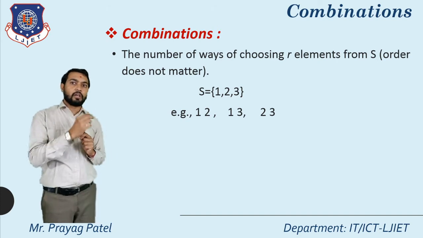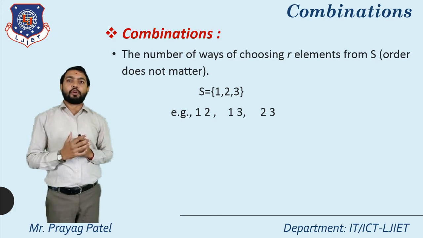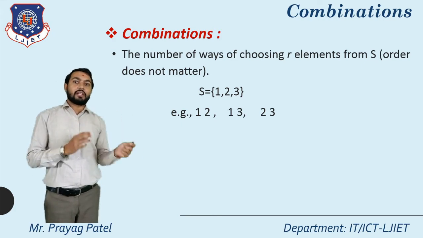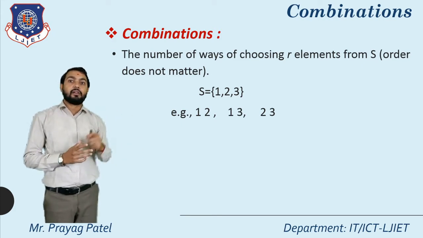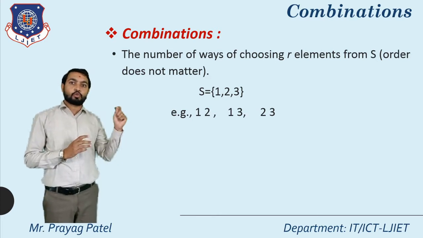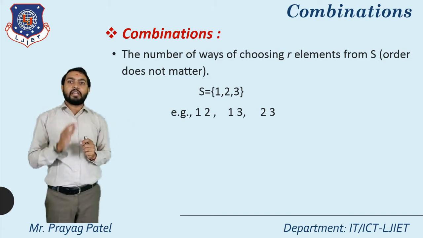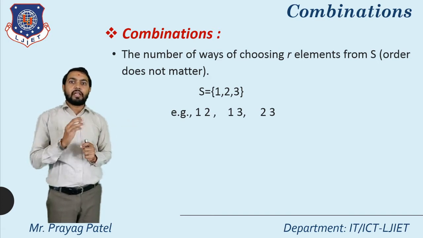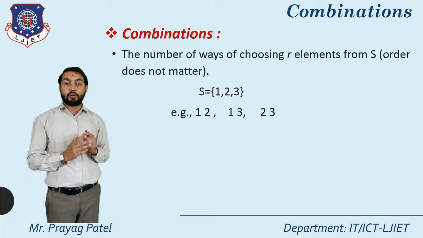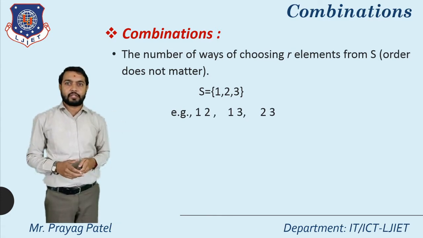Here we consider 1 2 3 as a set. In permutation we consider 1 2 as one element and 2 1 as another element, but here we consider 1 2 the same as 2 1. So no need to worry about 2 1. Here we only consider different elements. We do not consider order. Order does not matter in combination.